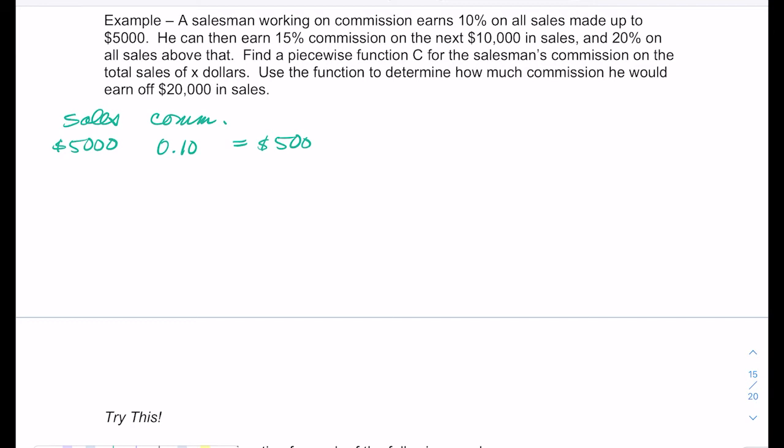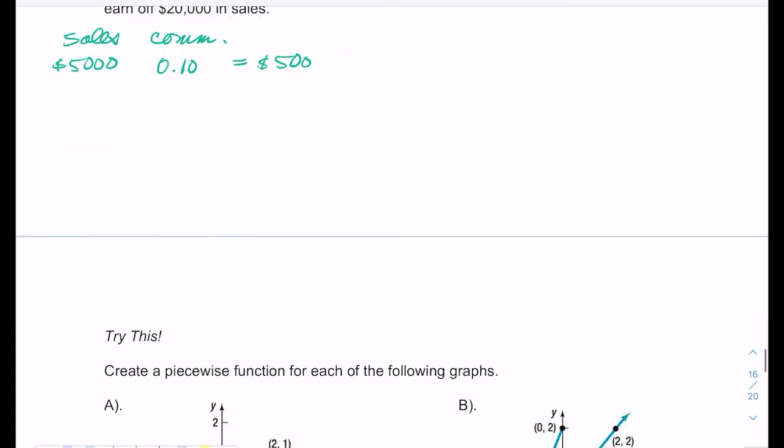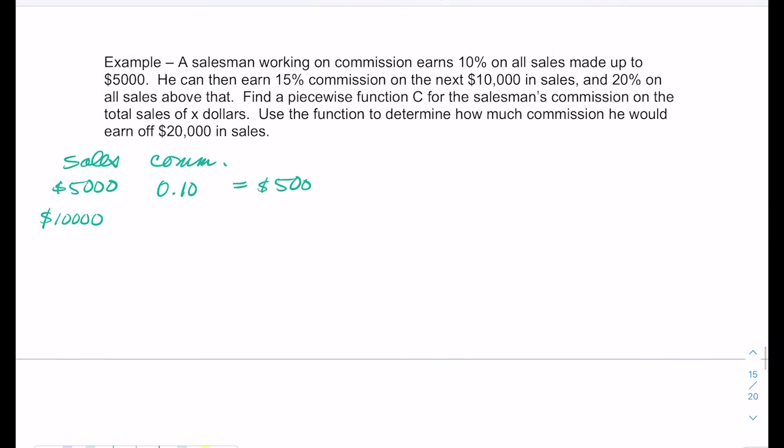Once you go past 5,000, it says he can then earn 15% commission on the next $10,000 in sales, right? So the next $10,000, and he can earn 15% commission on that. So what's 15% of 10,000? You get $1,500. Okay, that's how much he earned. And then it says 20% on all sales above that.